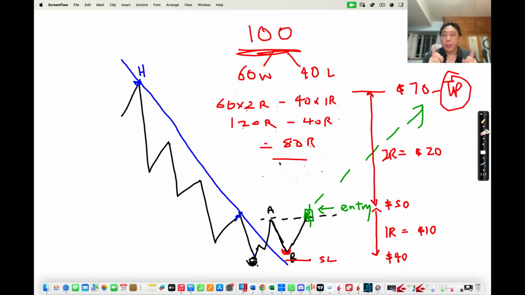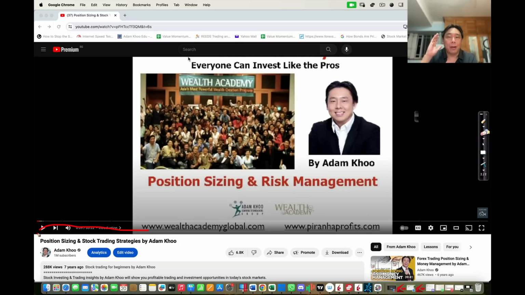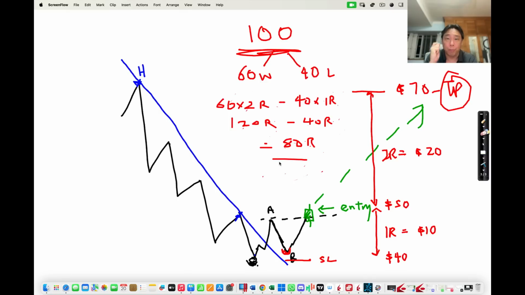Now, the important thing is you need to size your position in such a way that each time you enter a trade, you're only risking 1% of your capital. Now, if you're not sure how to position size your trades, how many shares to buy, please watch my video on position sizing, where I teach you the exact formula to calculate the number of shares to buy and then to sell, right? So if you are risking 1% per trade, that means in 80R, you're getting an 80% return on your capital with just a 60% win rate.